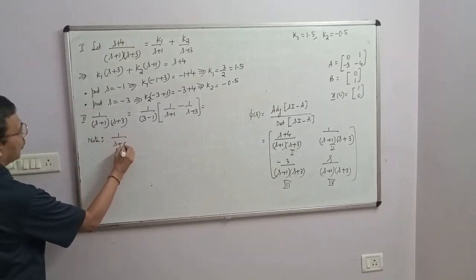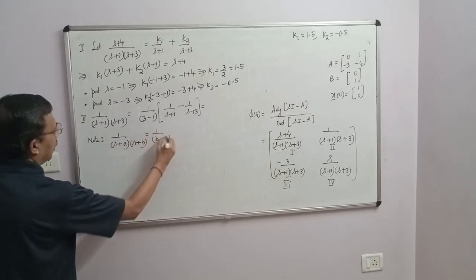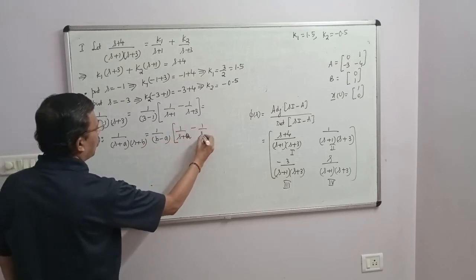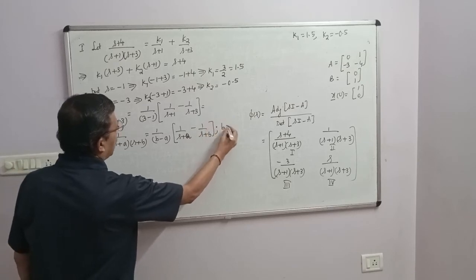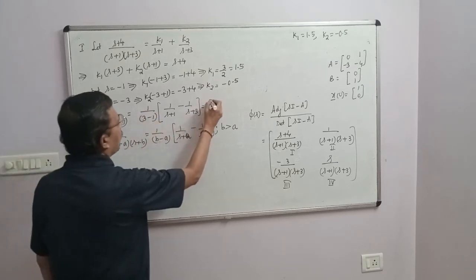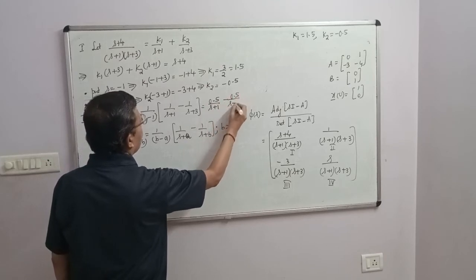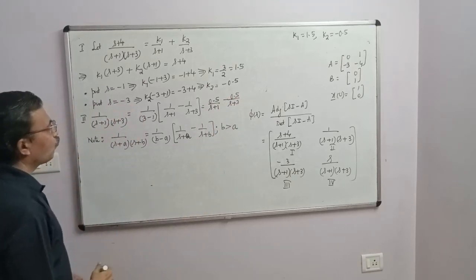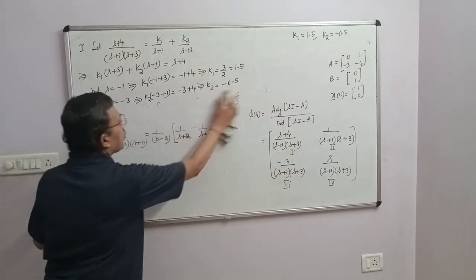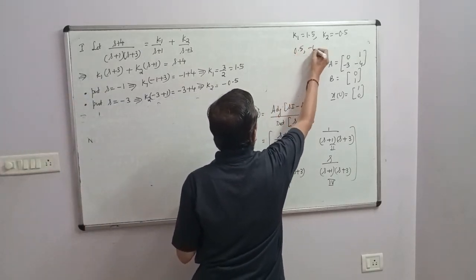1 over (S plus A)(S plus B) will be written as 1 over (B minus A) multiplied by (1 over S plus A minus 1 over S plus B), provided B is greater than A. So now this is 1 over 3 minus 1, means 0.5. This is 0.5 by S plus 1 minus 0.5 by S plus 3. So I'll just write down here 0.5 comma minus 0.5.